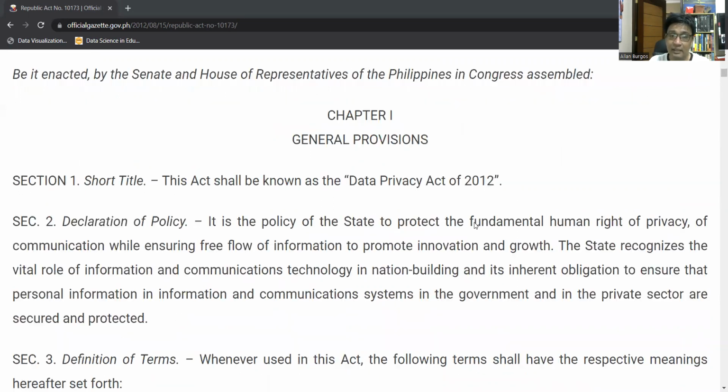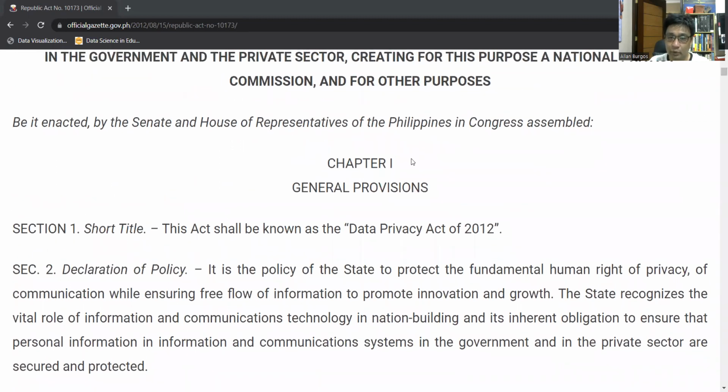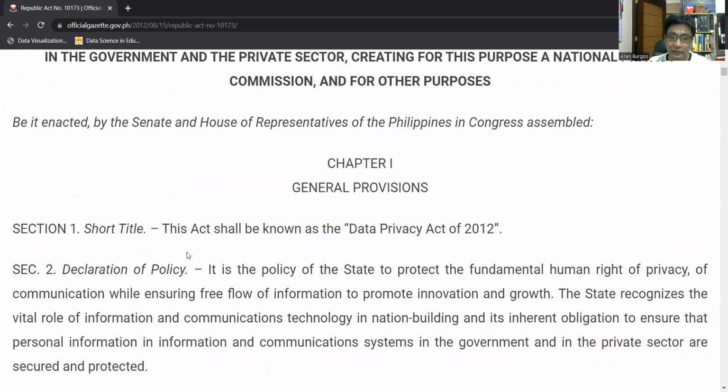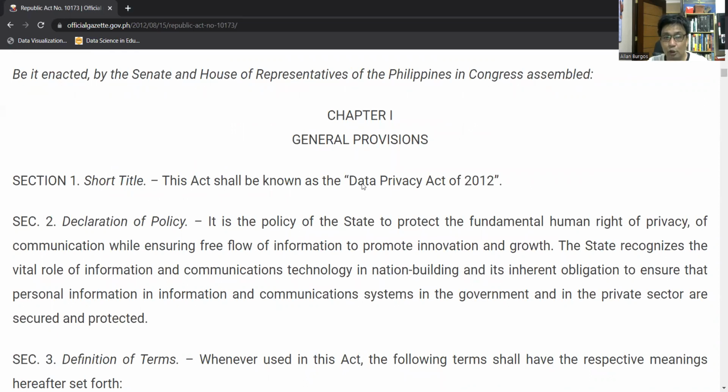Enacted by the Senate and House of Representatives of the Philippines in Congress assembled. Okay? In this video, let's discuss just Chapter 1, and in the coming days or hours, maybe we can discuss the other chapters. Chapter 1, general provisions. Section 1, the short title: this act shall be known as the Data Privacy Act of 2012.